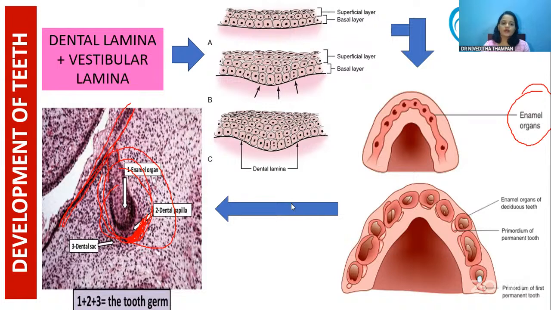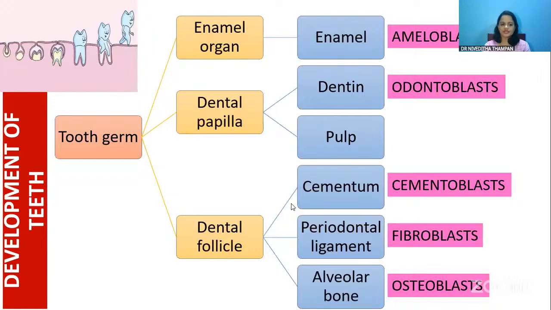Okay, so all these three structures together, that is the enamel organ, together with the dental follicle and the dental papilla, are called the tooth germ. From this tooth germ only, all the structures like the enamel, dentin, cementum, and the other two supporting structures are formed. Okay, so let's see which all structures are getting formed.